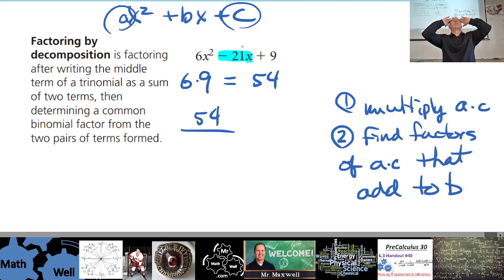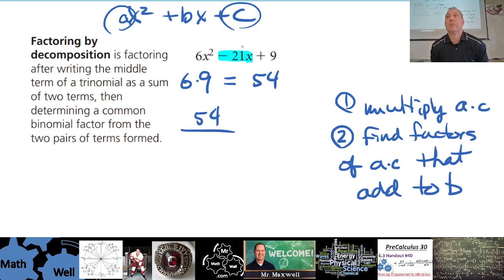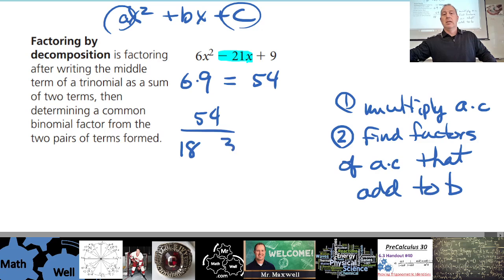Anybody? Let's see, 54, what's that? Anybody? 27 and 2. Does that add up to 21? No. 6 and 9, no. Tried that. Another one. Is there anything times 3 that gives us 54? 18. Ah, 18 and 3. Now, is this a positive 54? It is. So both of these factors have to be positive, or both of them have to be negative. Which combination gives me negative 21 when added?